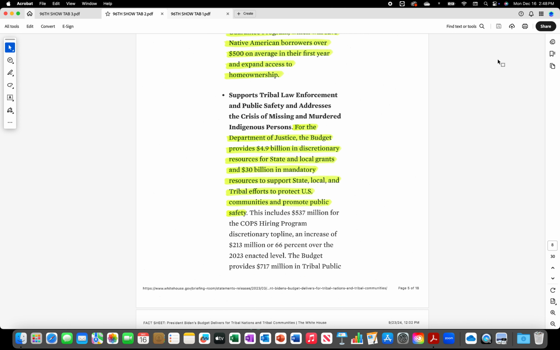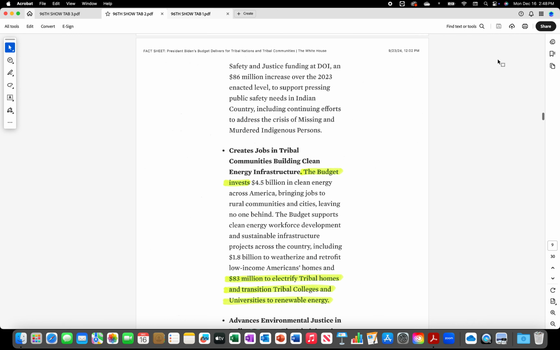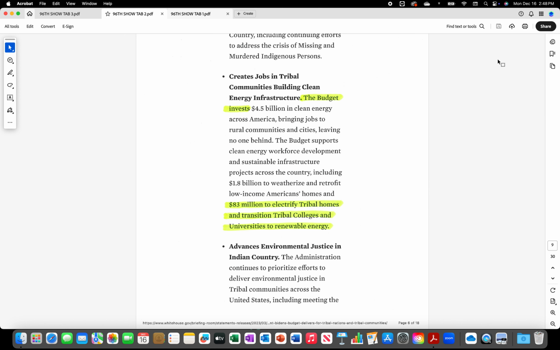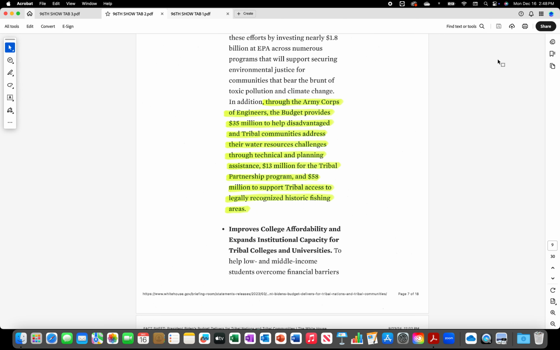For the Department of Justice, the budget provides $4.9 billion in discretionary resources for state and local grants and $30 billion in mandatory resources to support state, local, and tribal efforts to protect U.S. communities and promote public safety. The budget invests $83 million to electrify tribal homes and transition tribal colleges and universities to renewable energy. Through the Army Corps of Engineers, the budget provides $35 million to help disadvantaged and tribal communities address their water resources challenges through technical and planning assistance, $13 million for the Tribal Partnership Program and $58 million to support tribal access to legally recognized historic fishing areas.